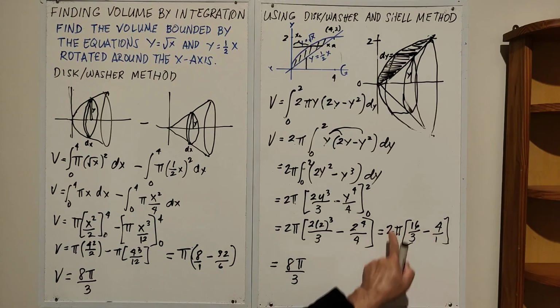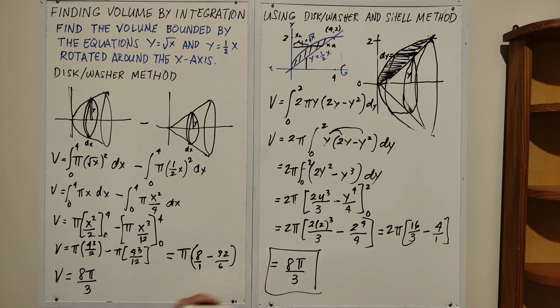I can continue this one. This is mostly arithmetic anyway. So they will have the same answer, but the method of slicing is different. So that is how the disc or washer method is differentiated from the shell method.